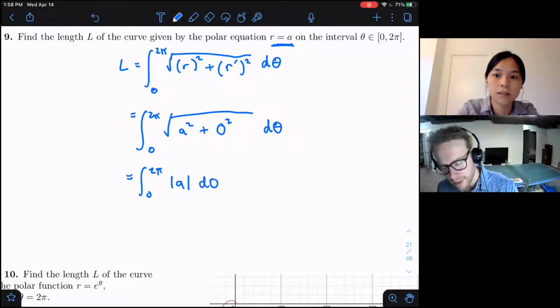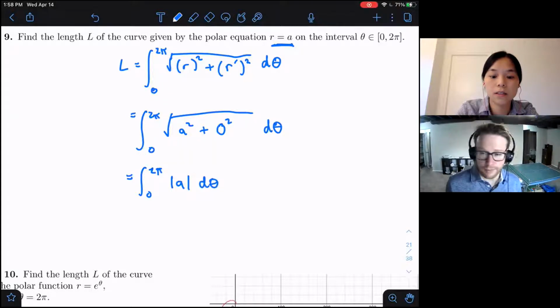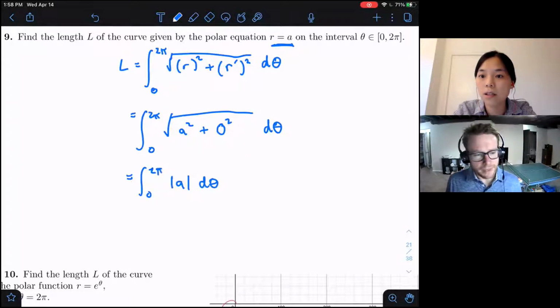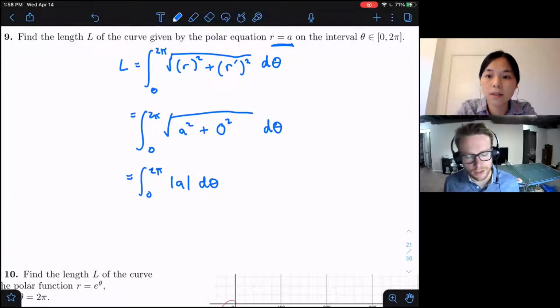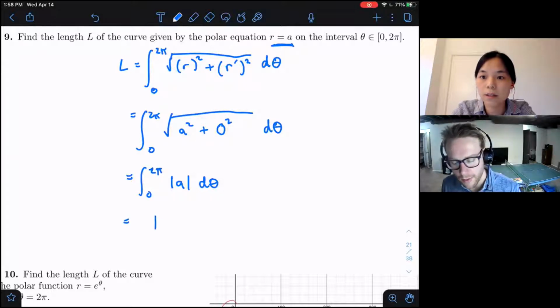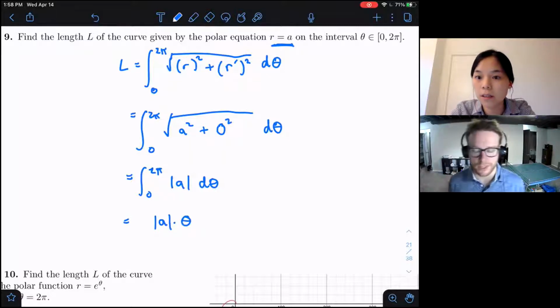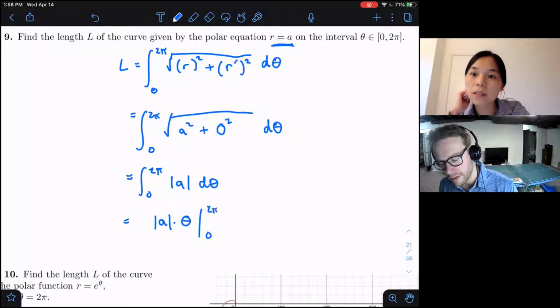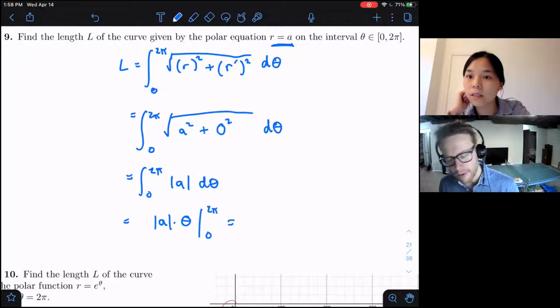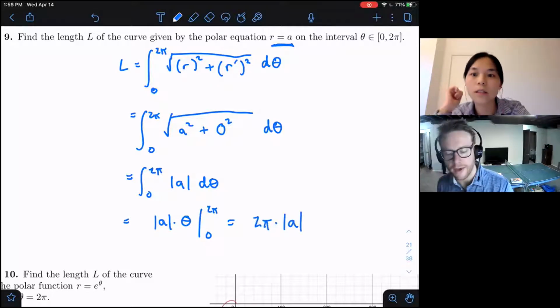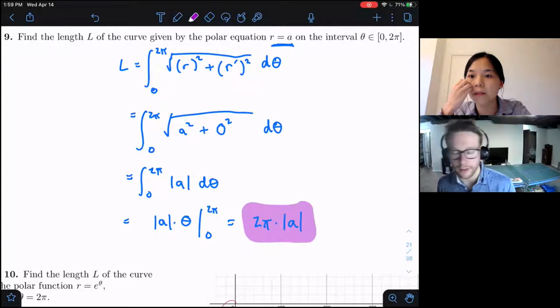And again, we're integrating with respect to theta. So again, maybe a is something like 3 or 5 or negative 100. And so then the absolute value of any one of those things will just be 3 or 5 or positive 100, right? And those are all nice and fine. But the big thing is that it's still some constant. And so when we integrate this with respect to theta, we get that constant times theta, right? If we take the derivative of this with respect to theta, we'll get back to where we started. And now we just need to evaluate this from 0 to 2 pi. And when we plug these things in for theta, we're just going to get 2 pi times the absolute value of a. And so this right here will be my final answer.